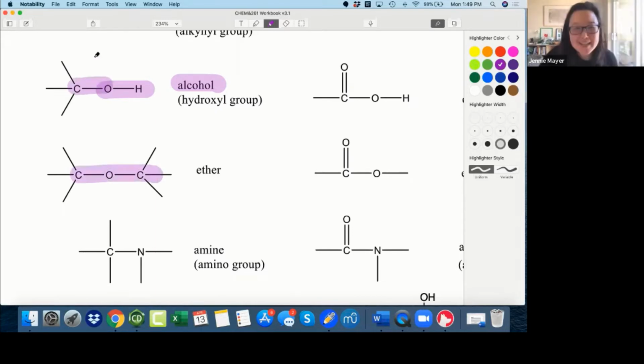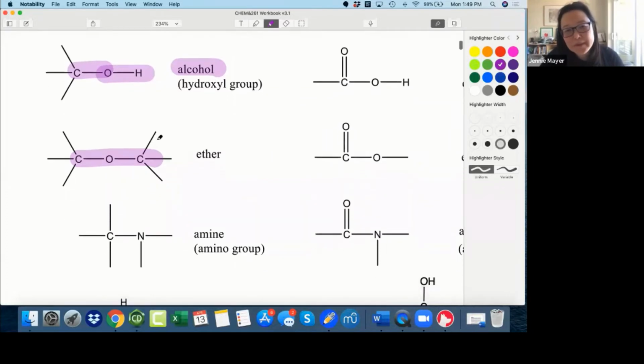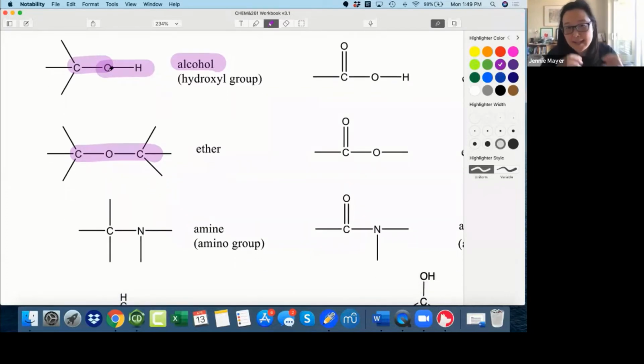This carbon is attached to the OH. So I want to just make a quick note. OH by itself is hydroxide ion. This is a hydroxyl group. That means it's attached to a carbon. It's not the same thing as hydroxide. Hydroxide is an inorganic ion. Alcohols contain organic, meaning carbon-based, OH groups. So it doesn't dissociate like NaOH.